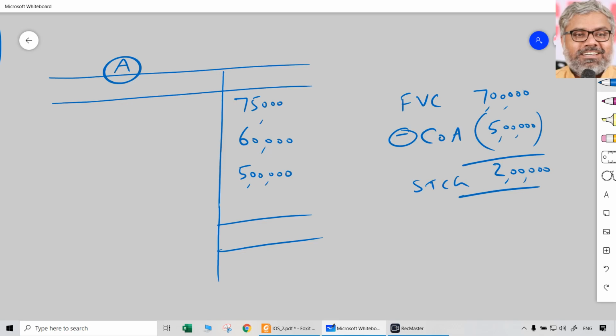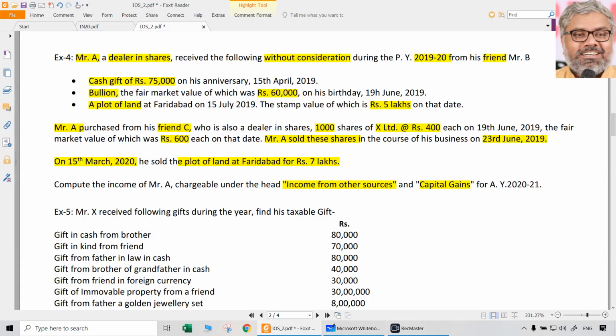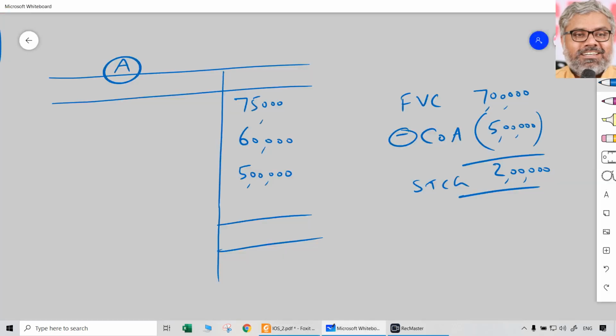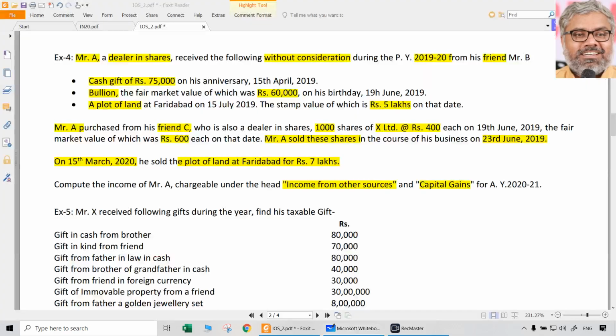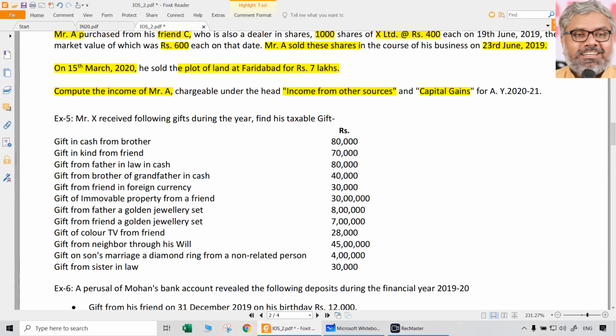5 lakhs was taxable according to 56(2)(x), because it was a gift. And 2 lakhs is taxable as short-term capital gain. So what is the total income from other sources here now? 60,000 plus 75,000 plus 5 lakhs. That means 6 lakhs 35,000 rupees is the income from other sources, and short-term capital gain is 2 lakhs. That's it. That was the question: compute the income of Mr. A under these both heads, chargeable as income from other sources and capital gains. That was question number 4.